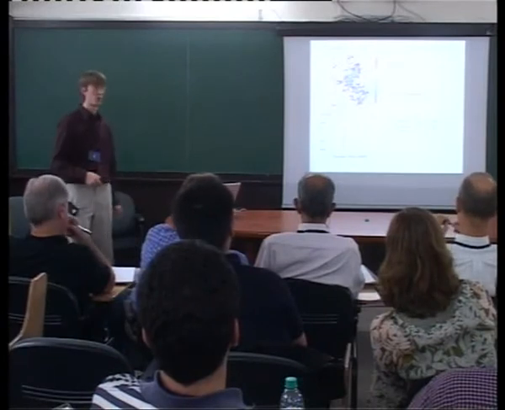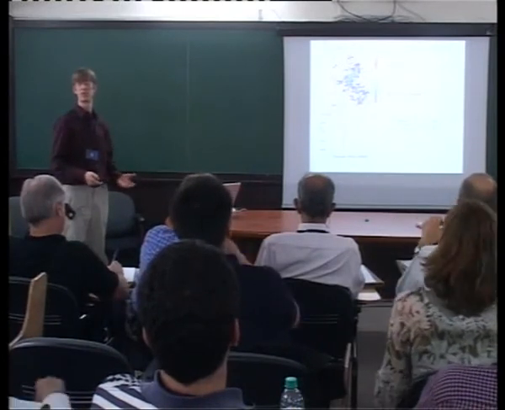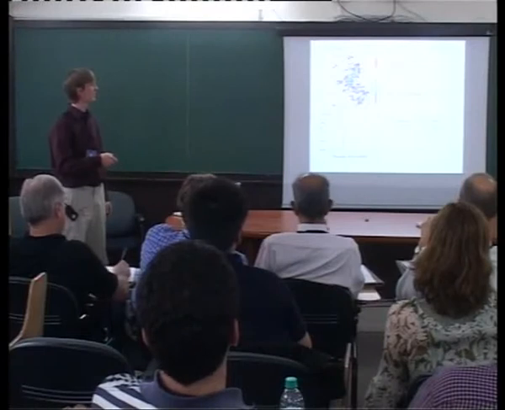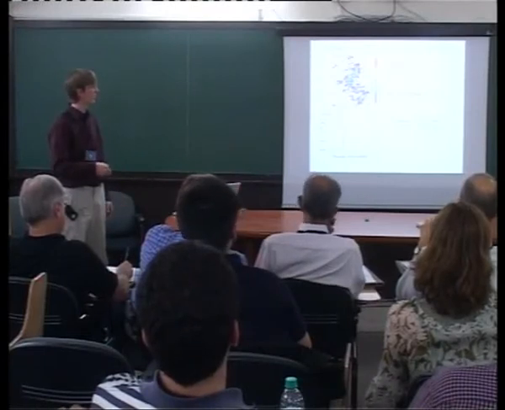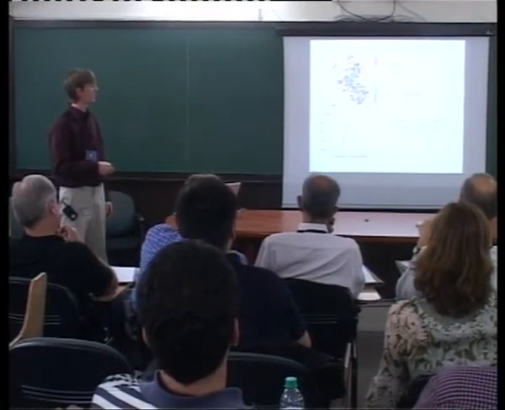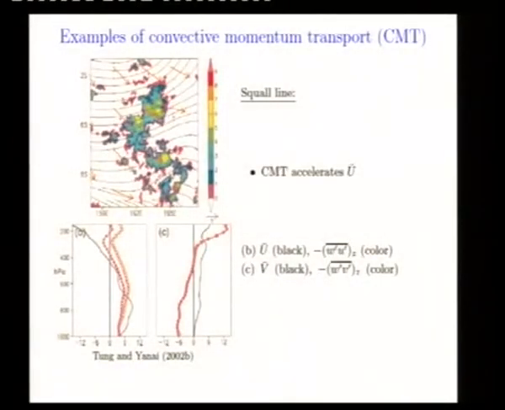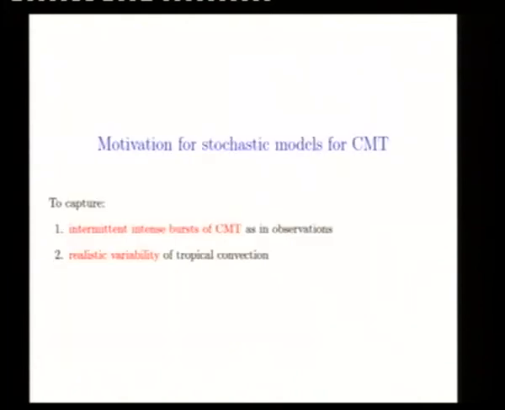Now, on the other hand, you can also have really intense accelerations due to these systems. So this is an example of a squall line from that paper. So now the wind and the acceleration are of the same sign. So this is going to be accelerating these low-level winds here. Okay. So this is the motivation for trying to use stochastic models for parameterizing momentum transport, that we want to capture these intermittent intense bursts, and hopefully give more realistic variability of tropical convection in that way.